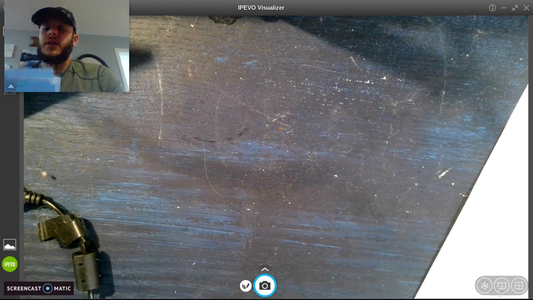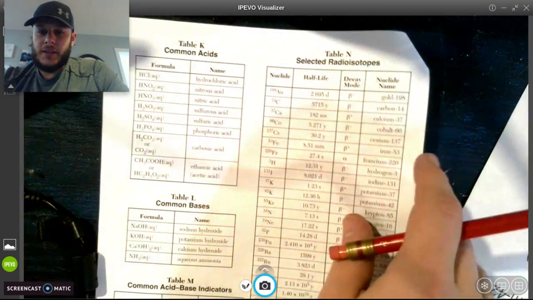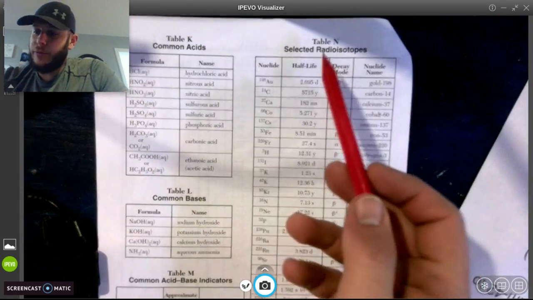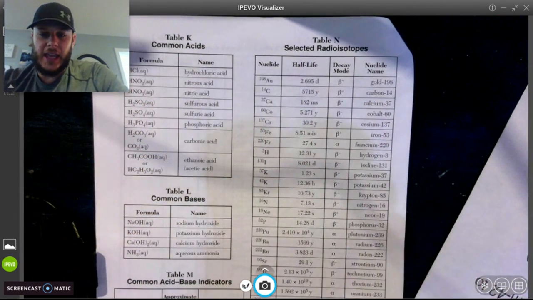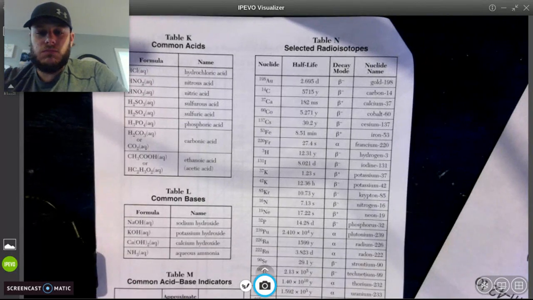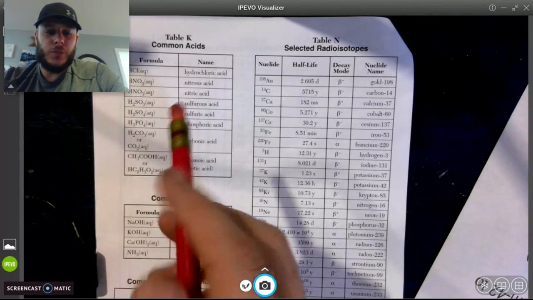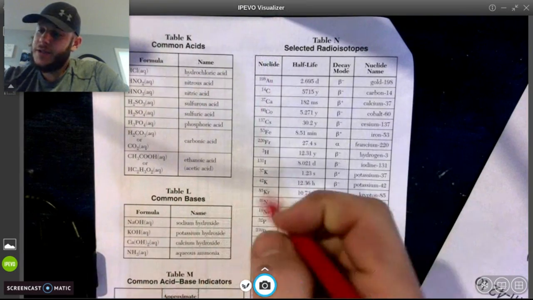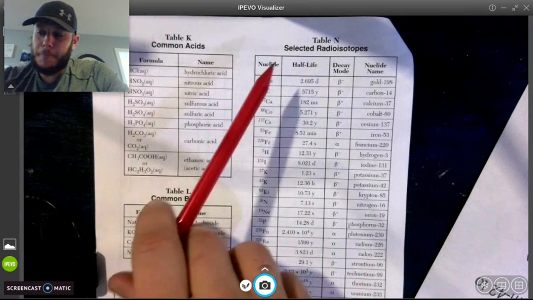There it is. Table N is called selected radioisotopes. Table N looks like that. Looks great. So let me just break this down for you. What we're looking at here is a lot of information.